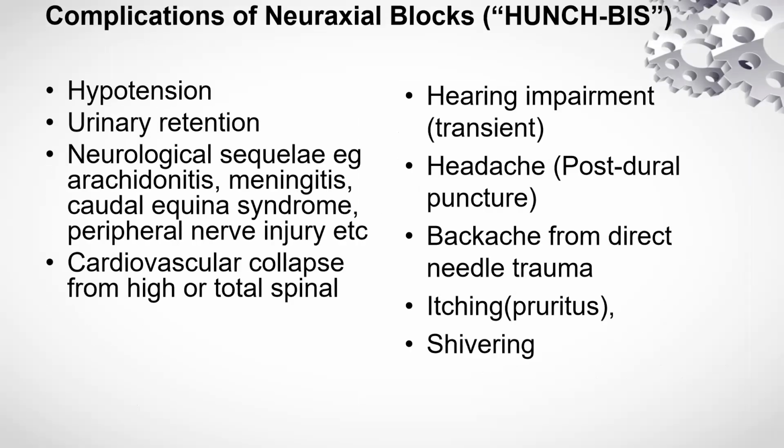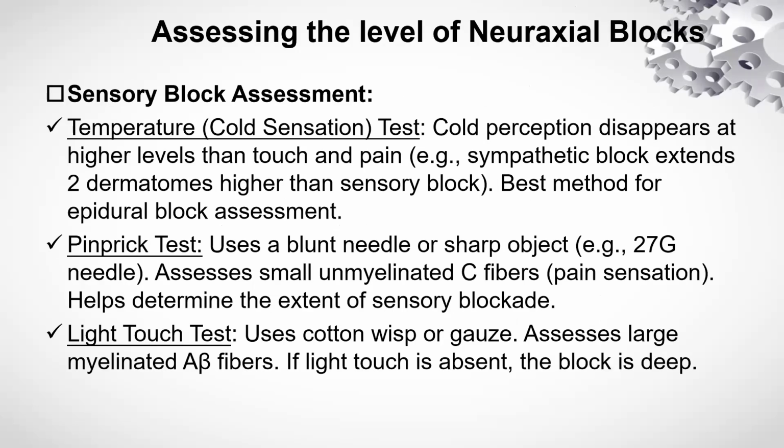Complications, HUNCH BEAST. All right: hypotension, urinary retention. We have neurological sequelae, like arachnoiditis, meningitis, cauda equina syndrome, like mentioned before. You can have cardiovascular collapse from high or total spinal. We have hearing impairment, or a headache, post-dural puncture headache. You can have backache from direct needle trauma, itching, and shivering. So this makes the mnemonic HUNCH BEAST.